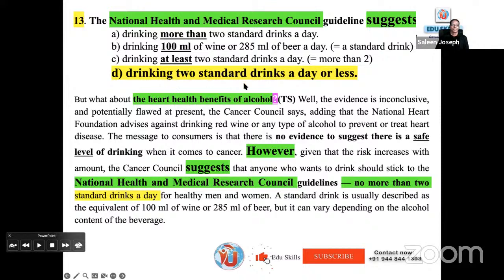And here, see, now this is very simple. The topic sentence speaks about the heart health benefits of alcohol. Is it good for heart or not? That's the question. Then, the first method you can apply: what are the clues you have? The name, National Health and Medical Research Council. So immediately you have to launch there. You do not look into the other parts, the initial parts. If you have a name, just go to the name. Then guidelines: no more than 2 standard drinks a day.